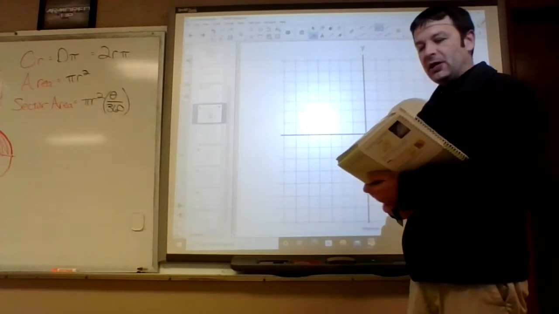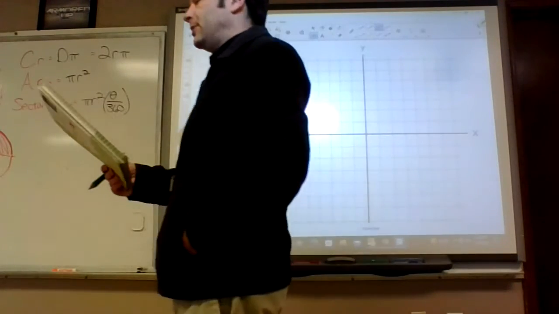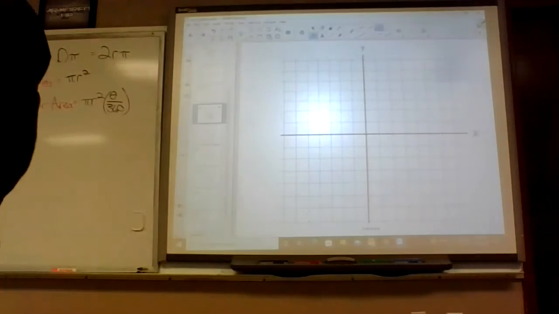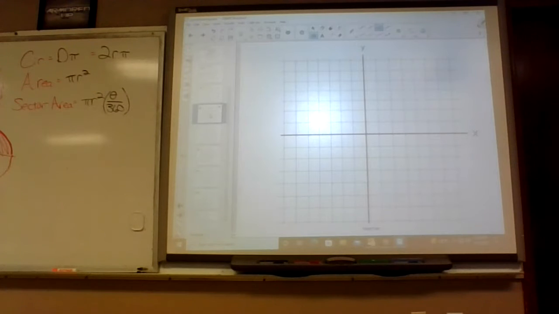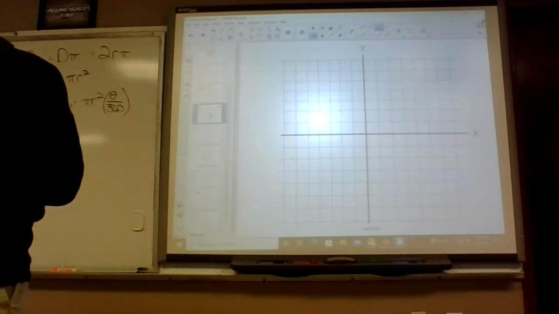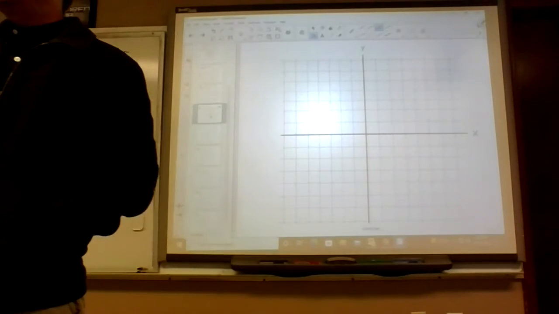Number 5 says, for each system, determine whether the given ordered pair is a solution. So what do you guys think we should do at number 5? Put it in. If it works in both of them, we've done this a lot, right? If it works in both of them, yes, it is a solution. If it doesn't work in one of them, then no, it's not a solution.